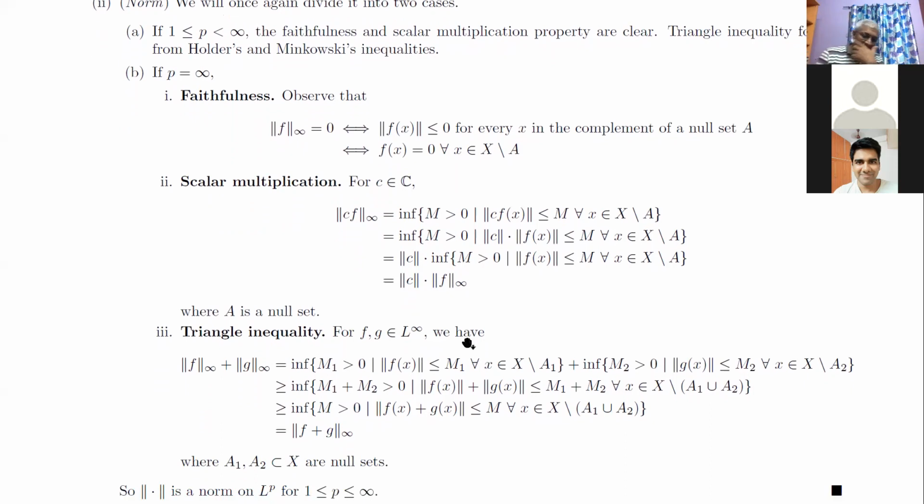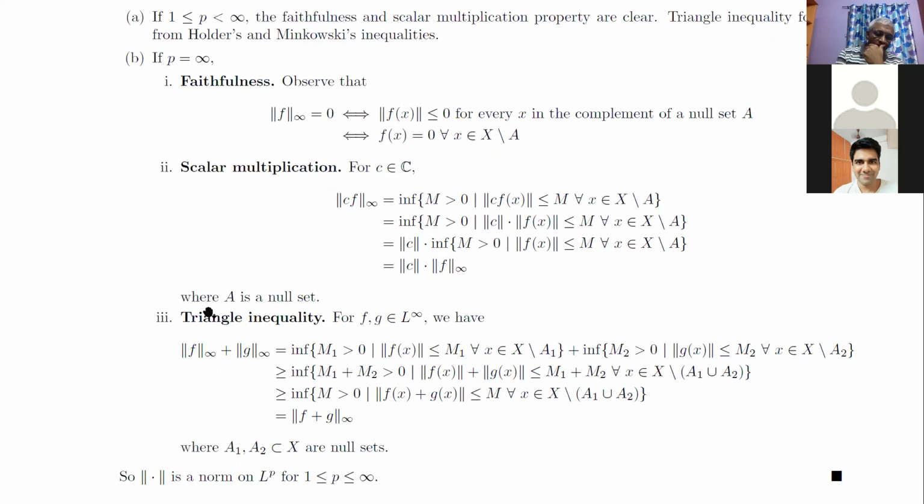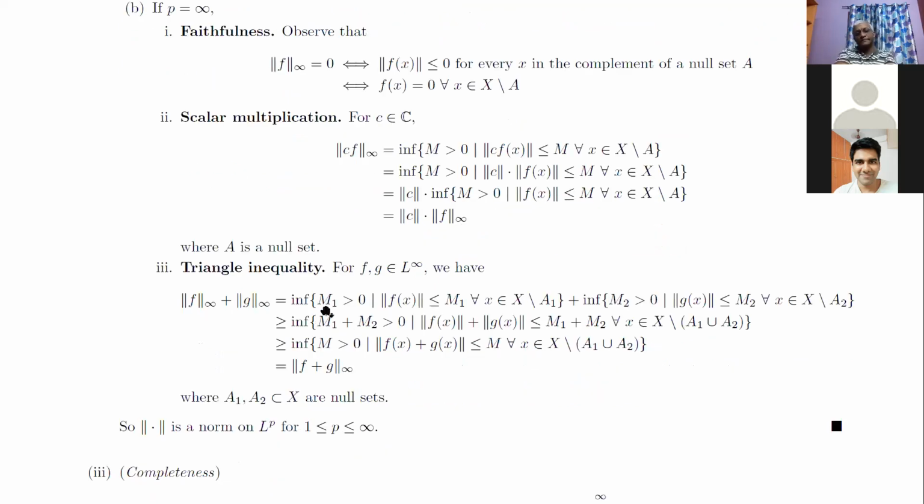And finally, we head to prove the triangle inequality. So let's take two different functions, f and g, which are in L infinity. By definition, the infinity norm of f is the infimum over every positive m1 such that |f(x)| is less than or equal to m1 for every x in the complement of some null set, which we call A1, and similarly for the function g. And now by the property of infimum, we get this line. By this property of infimum, we get the second line. And by the triangle inequality for complex numbers, the norm of f plus g infinity is bounded as claimed. Once again, since A1 and A2 are null sets, so is A1 union A2, and hence we're done.